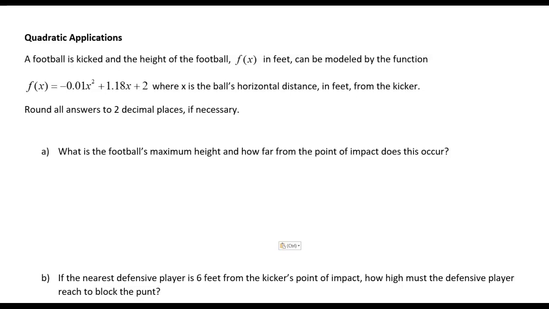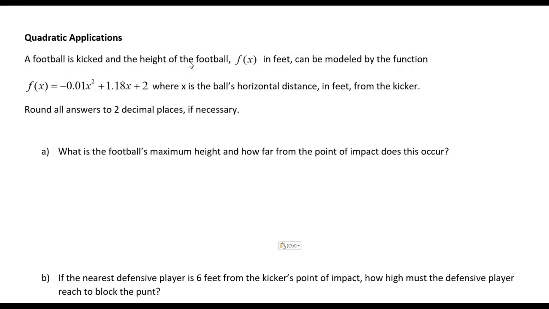Okay, so here we are going to look at a quadratic applications problem. And when you're working with quadratic applications, there's a lot of different things they can ask you in regards to a quadratic. So in this example, we're going to look at a lot of different types of questions they can ask. Here we've got a football.